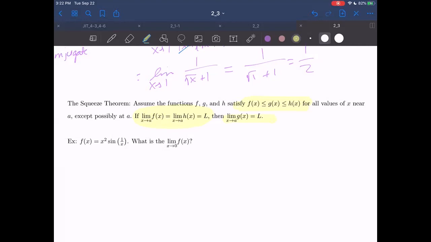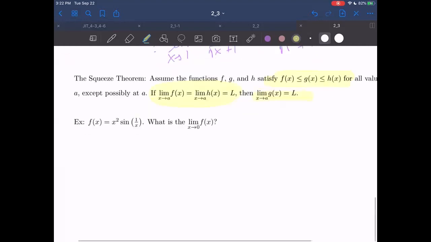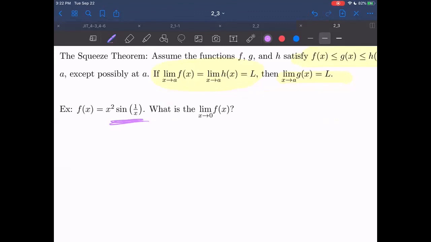So if we look at f of x equal to x squared sine of 1 over x, and we want to take the limit as x approaches 0 of that, I can't do that because I can't plug it in, because that would give me 1 over 0 on the inside, and because that's in a sine function, I can't factor, I can't do a conjugate. So what we do instead is we know that sine is in between negative 1 and 1. So we know the sine of 1 over x is in between negative 1 and 1.